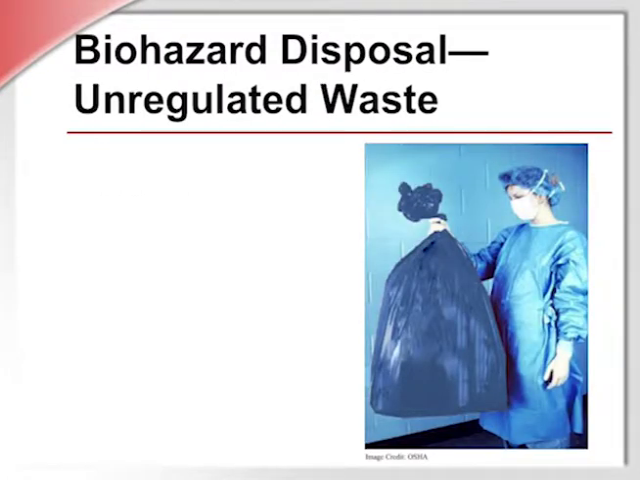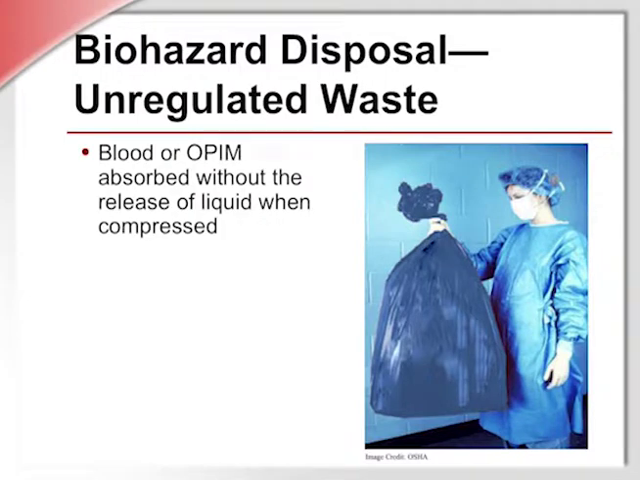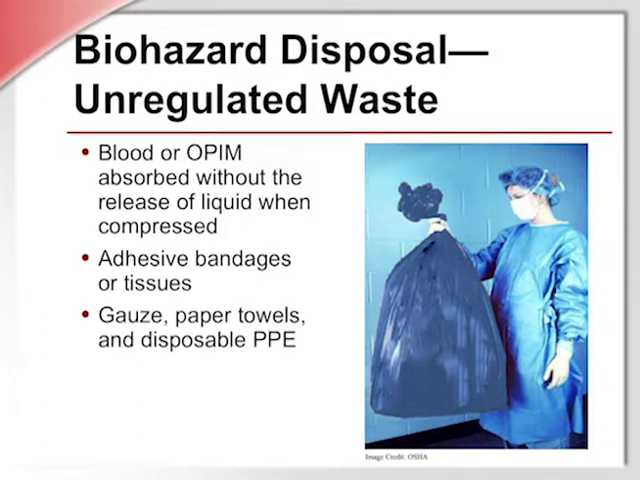Disposal of unregulated biohazard waste has fewer restrictions than regulated waste. Here are some guidelines for identifying and disposing of unregulated waste. Blood or OPIM that is absorbed without the release of liquid when compressed is unregulated waste. Generally, adhesive bandages, such as Band-Aids or paper tissues that we would typically throw in the wastebasket, are not regulated wastes. Gauze, paper towels, and disposable PPE might result from the cleanup of a small injury, such as a cut. If the blood or fluids are completely absorbed, this is not regulated waste.